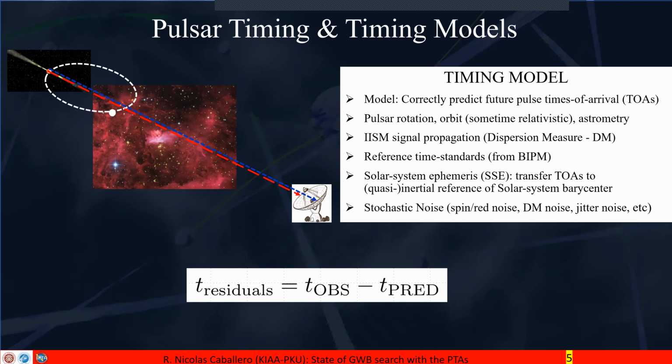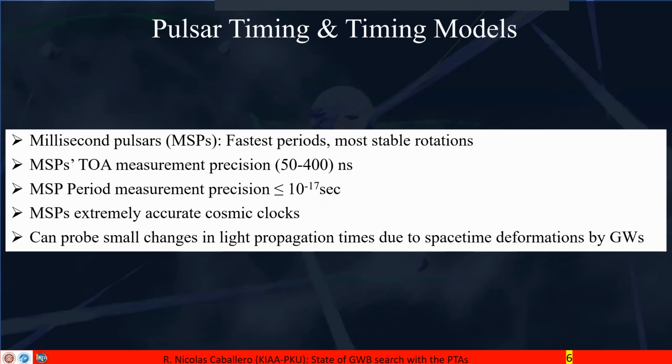Now, the difference between what we observe and what the model predicts is called the timing residuals, and these residuals allow us to, of course, improve the model and to find any kind of unmodeled signals that could be of interest. Now, the millisecond pulsars in particular are the fastest pulsars that we know of, and they also have the most stable rotations. The TOA measurements of MSPs nowadays can be done with precision of even 50 to a few hundred nanoseconds, which means that we can measure the period of the pulsars with a precision that is about or less than 10 to the minus 17 seconds, which makes MSPs extremely accurate cosmic clocks.